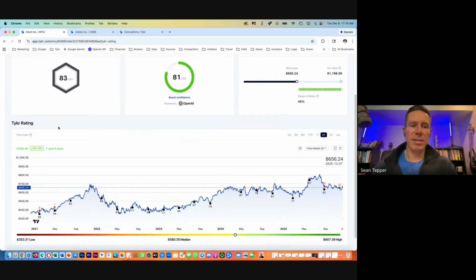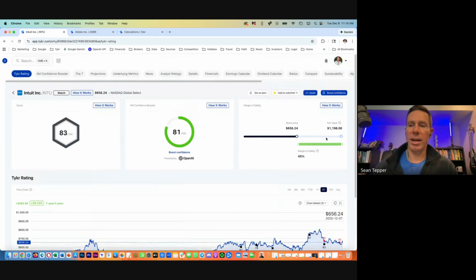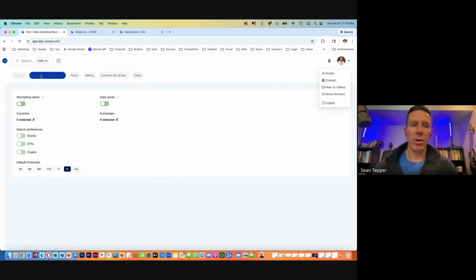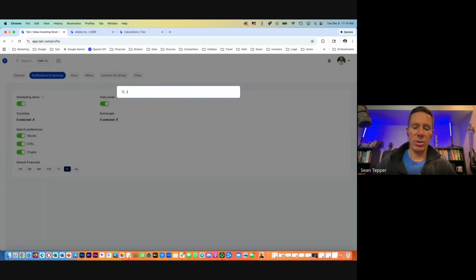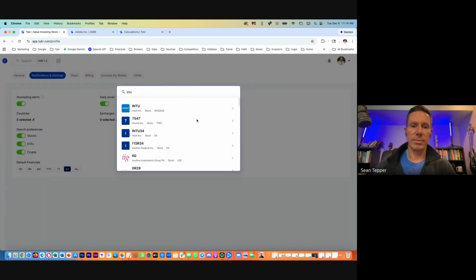Next step. We're looking at the 5-year returns of the stock. And I like to set my stock charts to 5 years. If you're not sure where to go to do that, I'll show you here. You go to your profile, go to notifications and settings, and then you can select your default here. I like to keep it on 5 years. We'll go back to Intuit.